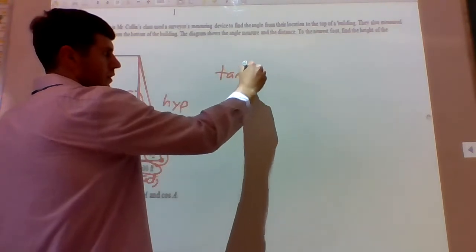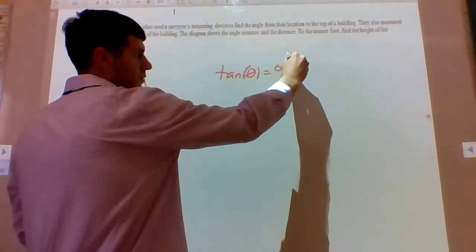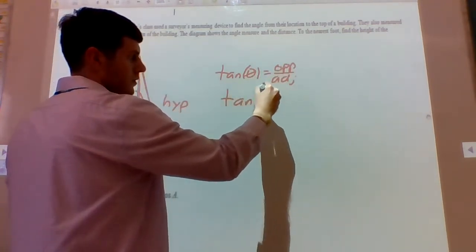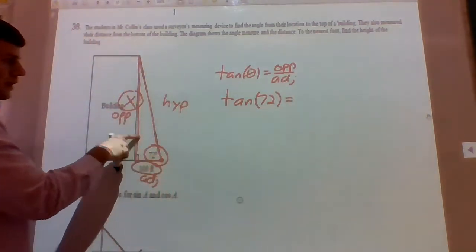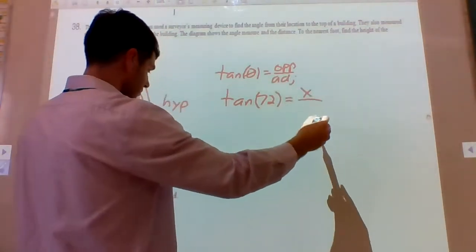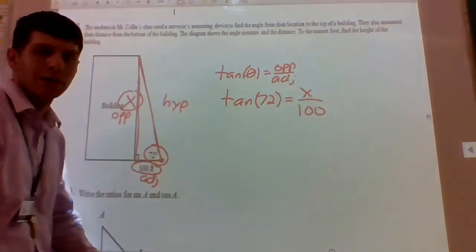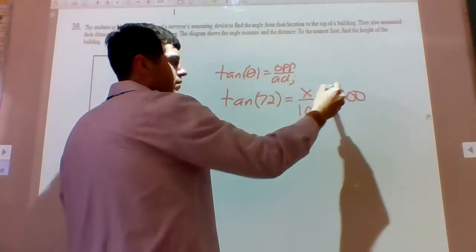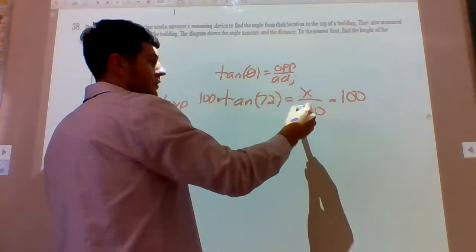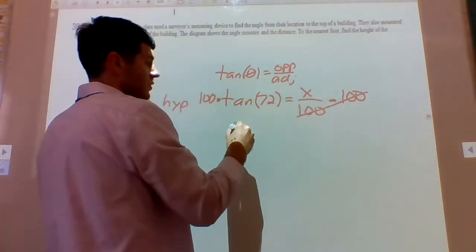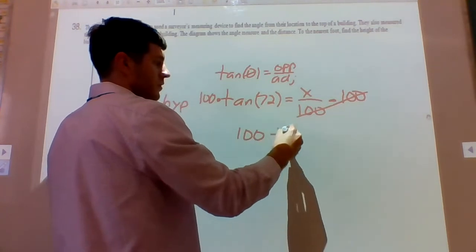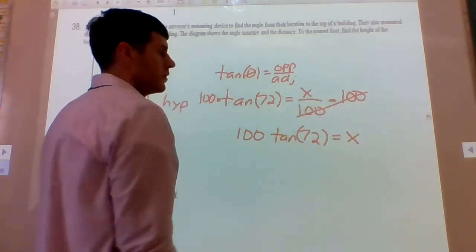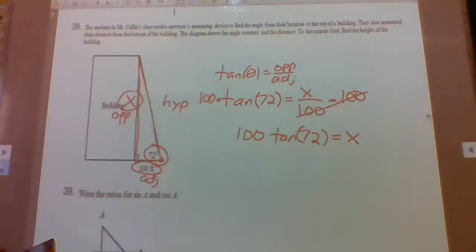So tangent of theta equals opposite over adjacent is our equation. Our angle is 72 degrees. Our opposite side is x. Adjacent side is 100. We want to get x by itself, so we want to get 100 out of the denominator. So we multiply both sides by 100. Multiply one side, you have to multiply the other. So we have 100 times tangent of 72.